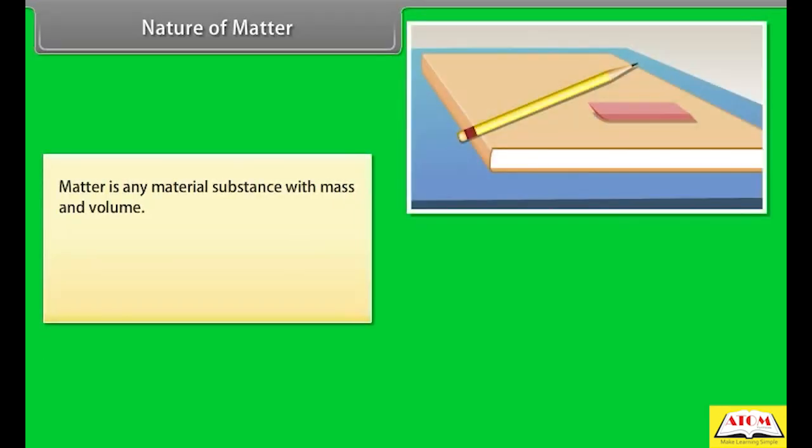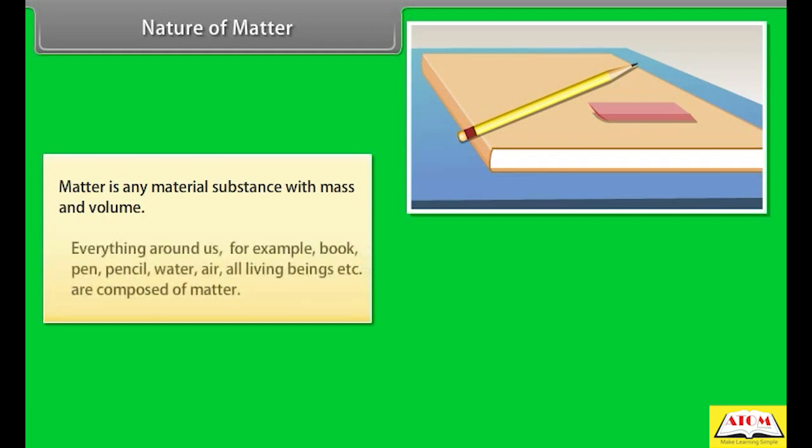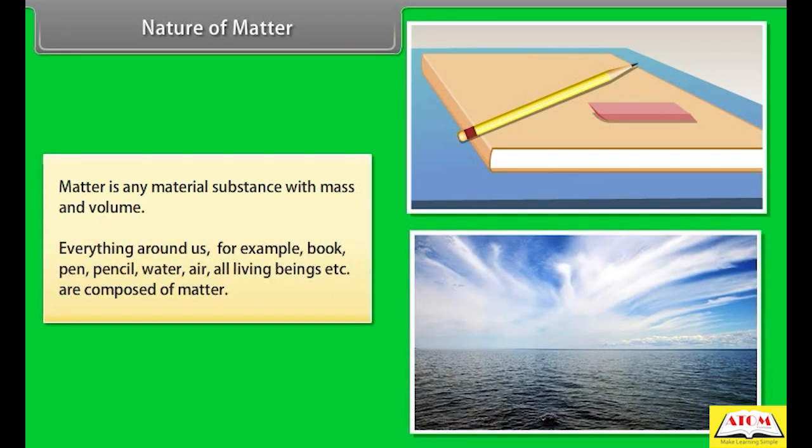Nature of matter. Matter is any material substance with mass and volume. Everything around us, for example, book, pen, pencil, water, air, all living beings, etc., are composed of matter.